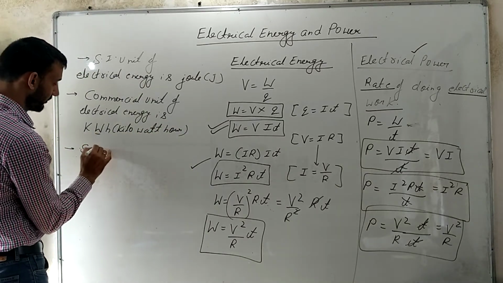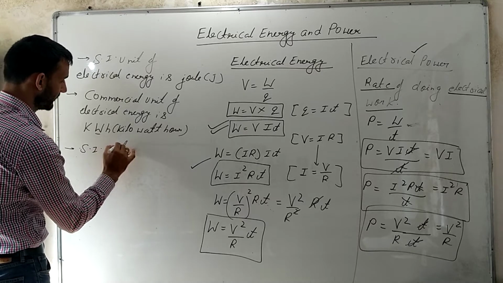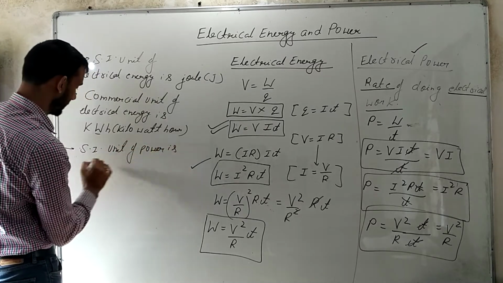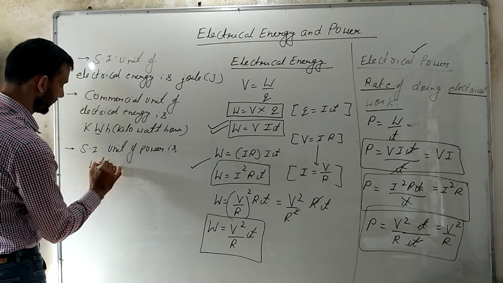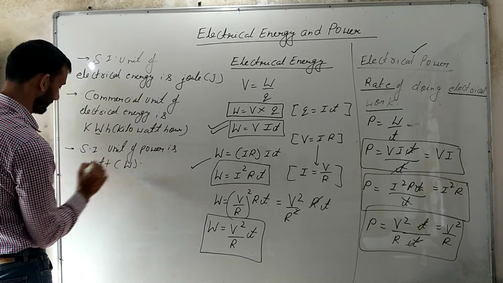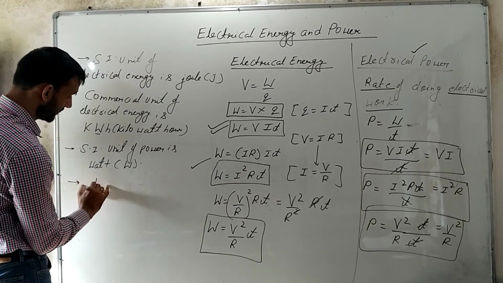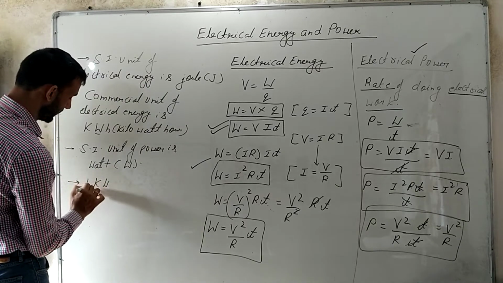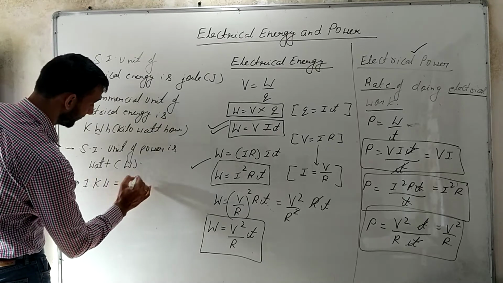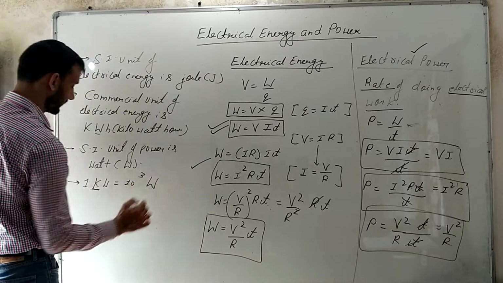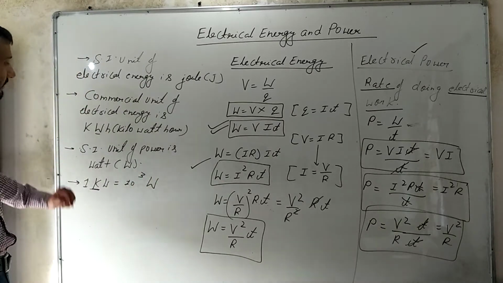Watt is the SI unit of power. So SI unit of power is watt, capital W. Okay. So the bigger unit of power will be kilowatt. So 1 kilowatt is equals to 10 to the power 3 watt, as this kilo means 10 to the power 3. Okay, so this is the bigger unit.